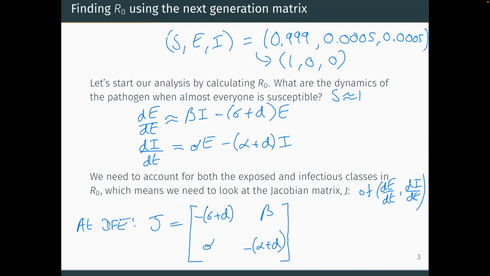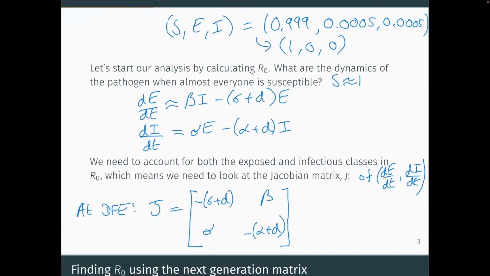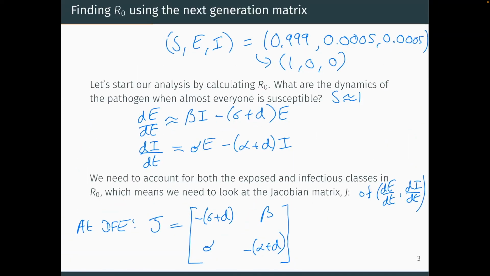So what we're saying is those second two classes, we want to know whether that little perturbation is going to grow or decay when we're at a disease-free equilibrium. It's going to grow if our largest eigenvalue is positive, and if both eigenvalues are negative, then it's going to decay. So R naught is telling us whether our epidemic is going to take off or decay. It's exactly the same as working out whether these eigenvalues are positive or negative.